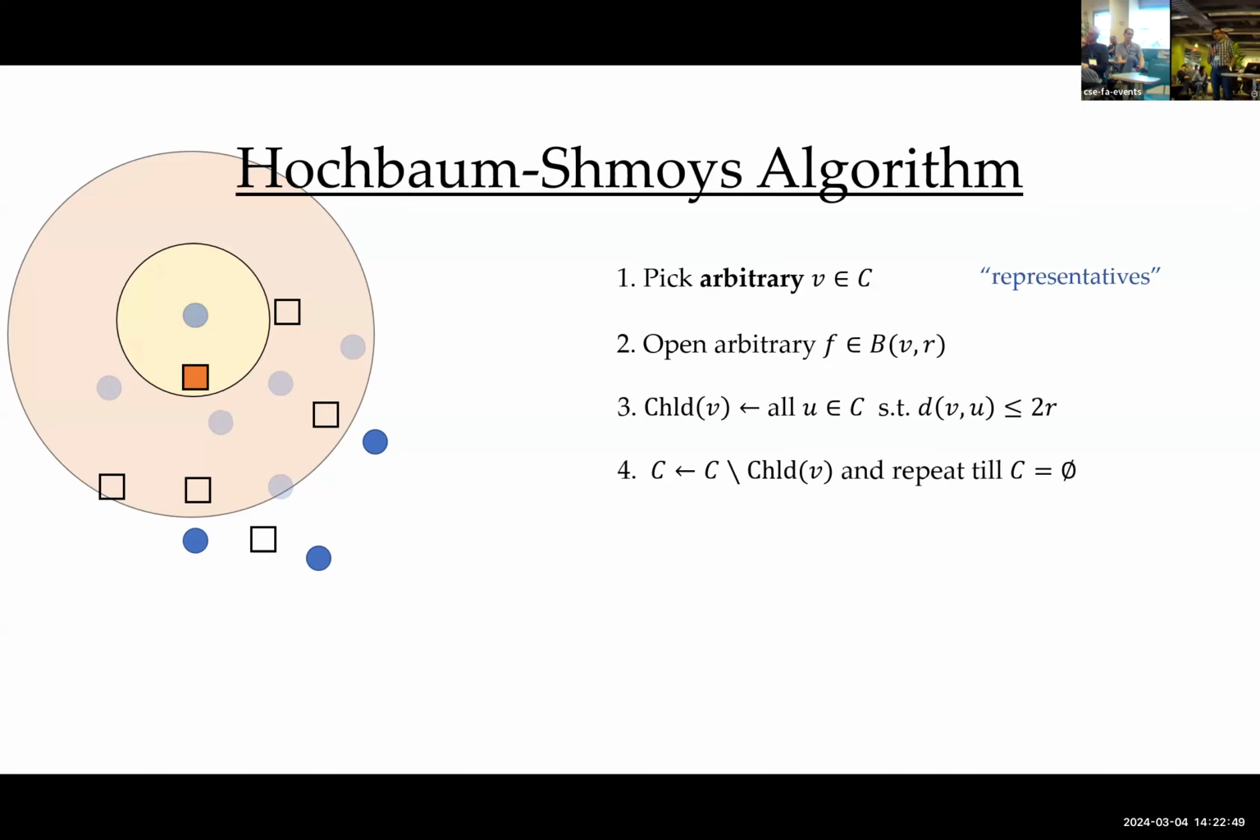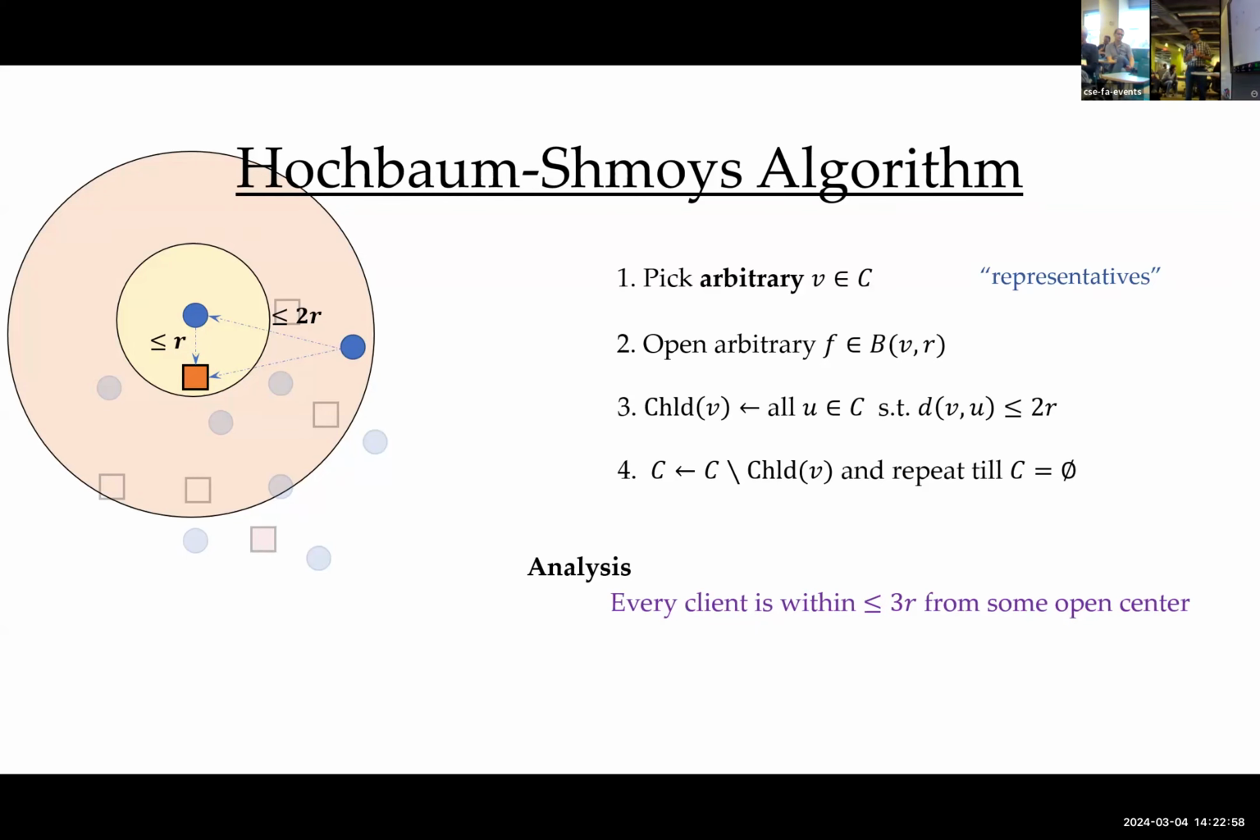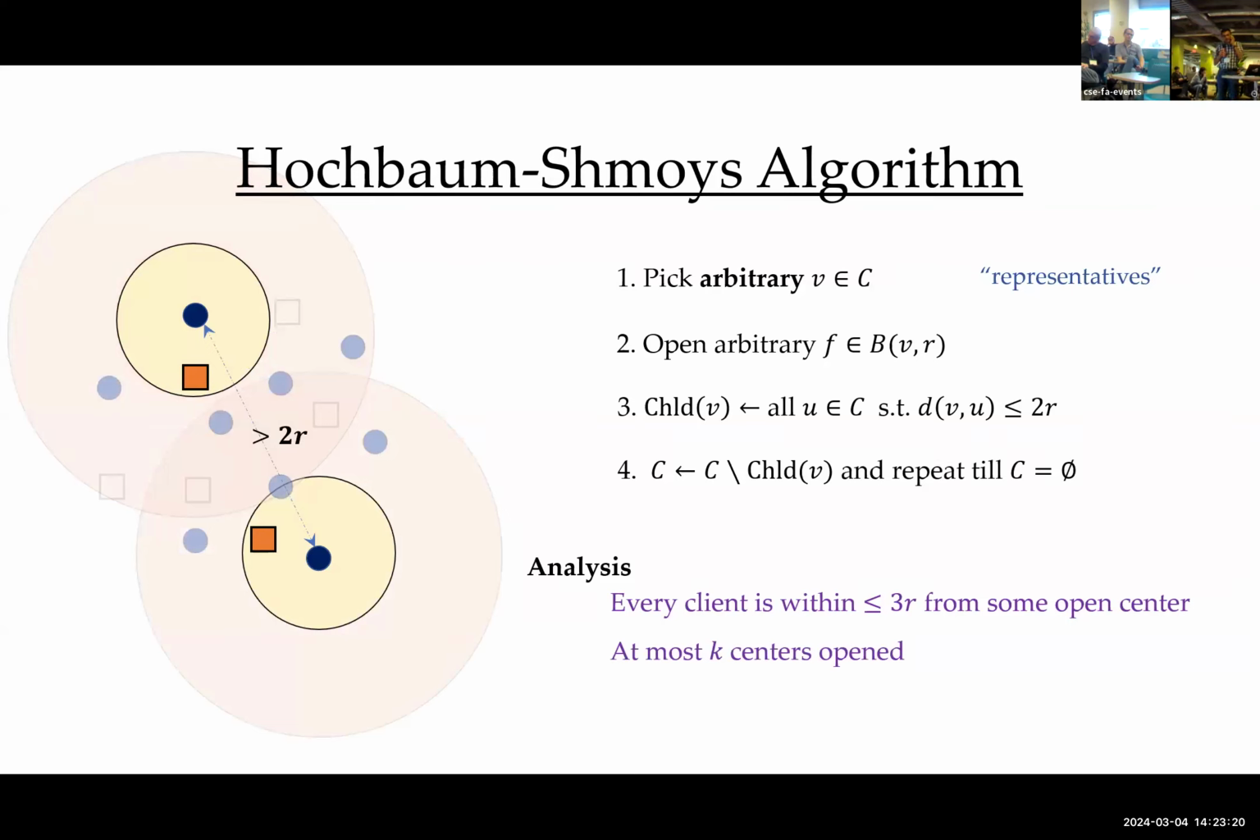So, two things. First thing to observe is that every client is within 3R distance from some open center. That's simply because it's within 2R of its representative, and the representative is within R of an open facility, so by the triangle inequality I'm getting 3R. What is less clear, if you've seen it for the first time, is that you actually open at most K centers. The reason is that any two representatives are at least 2R distance away. So if I have to open K plus 1 facilities, there are K plus 1 representatives which are pairwise at distance at least 2R away. So not only does my solution fail, any solution will fail. That will basically prove that R is too small. So I'll be in case B, and I will just bump up R and repeat. So that's basically the algorithm.